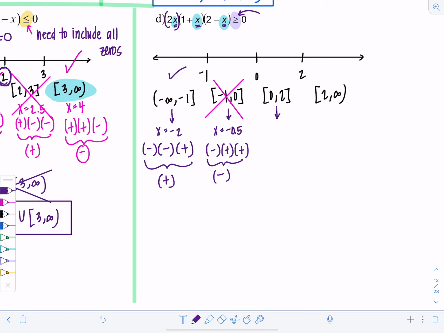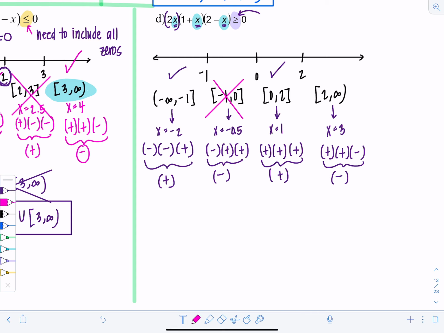All right, next one, let's test with x equals 1. That's between 0 and 2. I'm going to go quickly because you should have already done this. We have a positive times a positive, 2 minus 1, that's positive. This is also very positive. That works. And then last one, 2 to infinity. You can use x equals 3. So we'll get a positive times a positive. 2 minus 3 is negative. So this is negative. That does not work. That is not greater than or equal to 0.